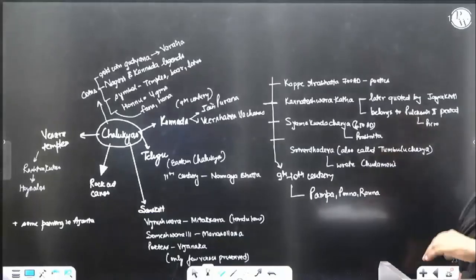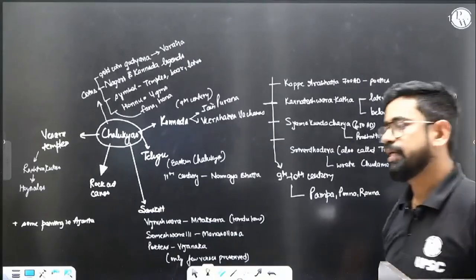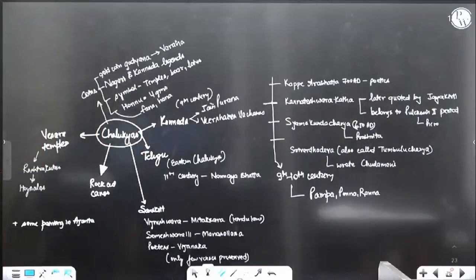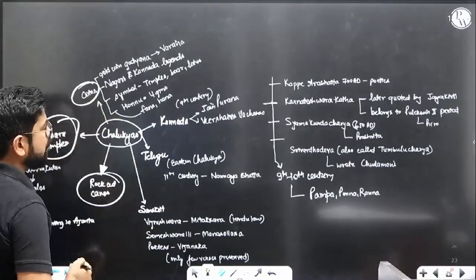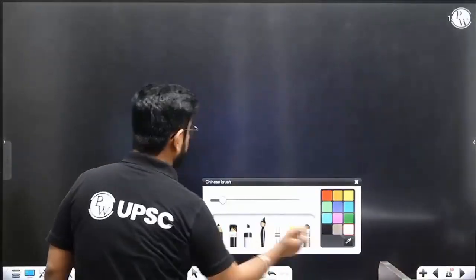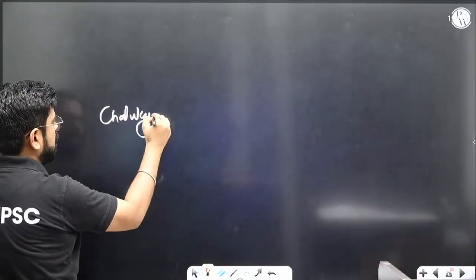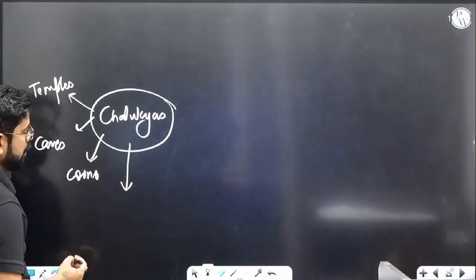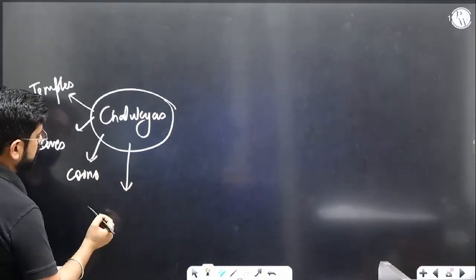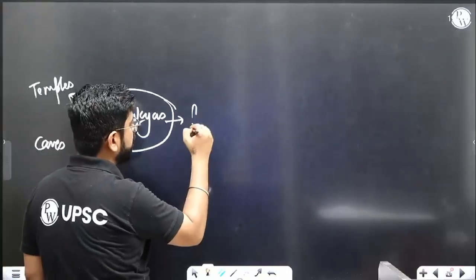Now let's talk about their contribution in literature. Again, this is like a golden age for literature as well. We see a lot of development in literature. Coinage we have discussed, temples, caves. So the Chalukyas' cultural contribution we are discussing. Till now we have seen temples, caves, and coins. And then let's talk about literature.